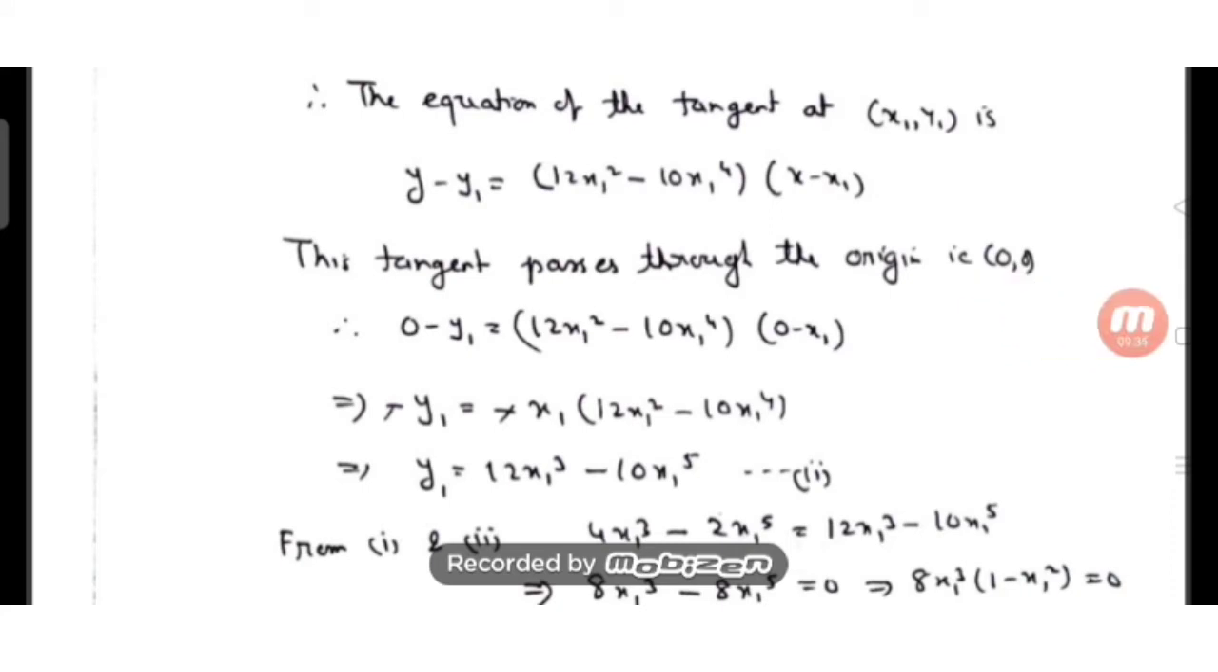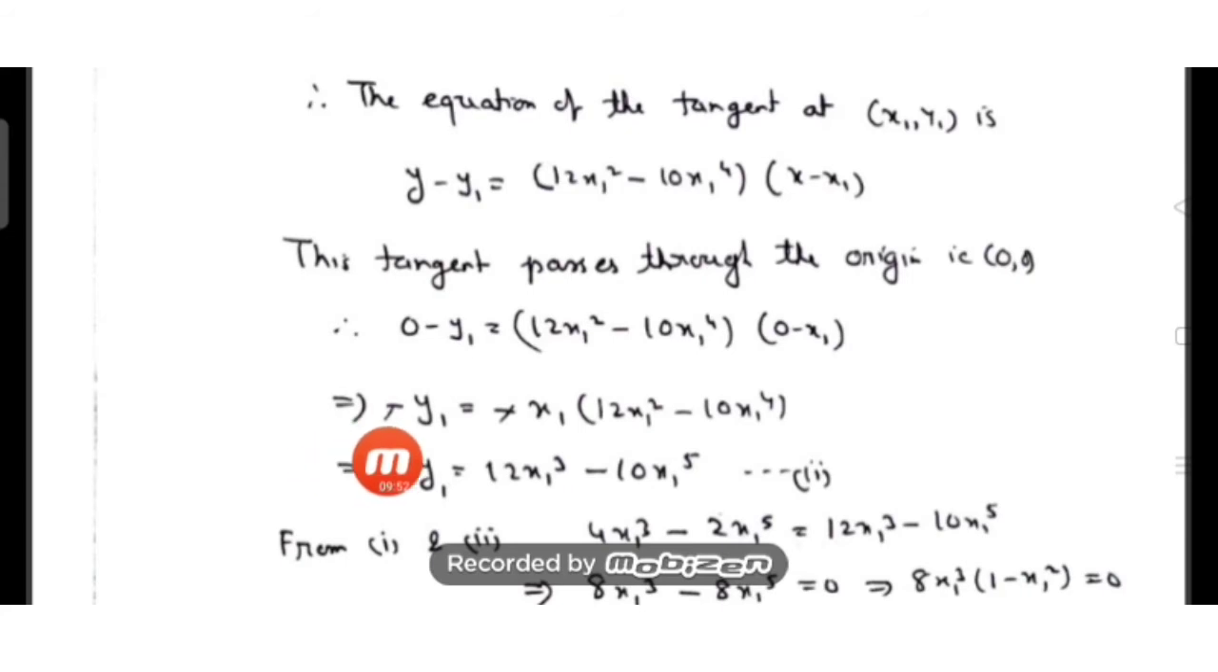Don't put it in x1, y1. Remember, x1, y1 is the point of tangency; the tangent passes through the origin. So x, y will satisfy the equation. Putting x equal to 0 and y equal to 0, here we'll have 0 minus y1 is equal to 12x1 square minus 10x1 to the power 4, into 0 minus x1.